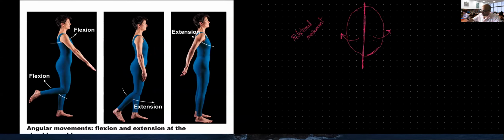Looking at the shoulder joint, for example. So this is the angle of the joint. So when I move up, and this is when I move it backward, what happens in this case to the angle of the joint? This is my angle on here.